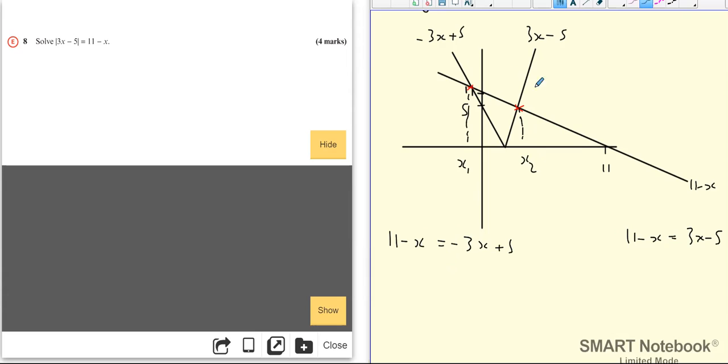In this case, you had to again take the steepness of each curve into account. So we've got 4x equals minus 6. And so x equals minus 3 over 2. Or we've got 4x equals 16. And we get x equals 4. Does that make sense?